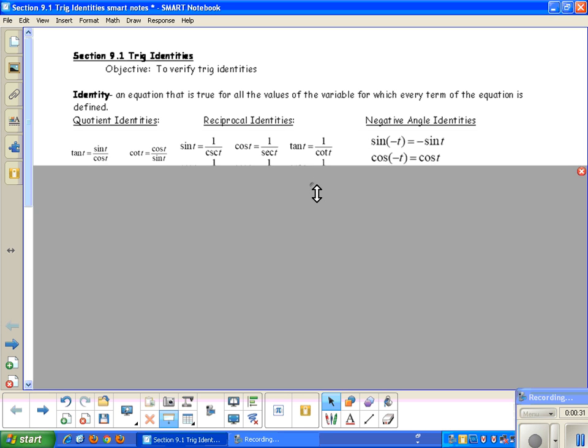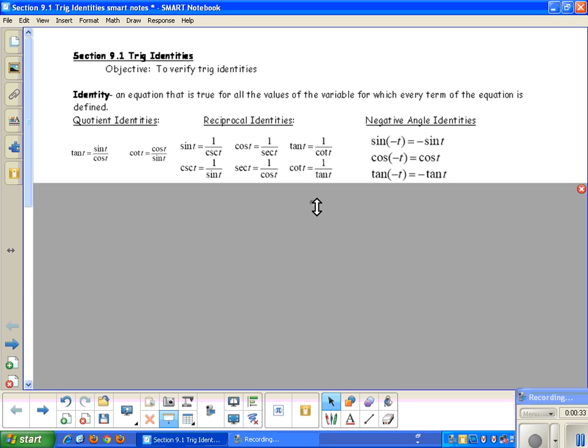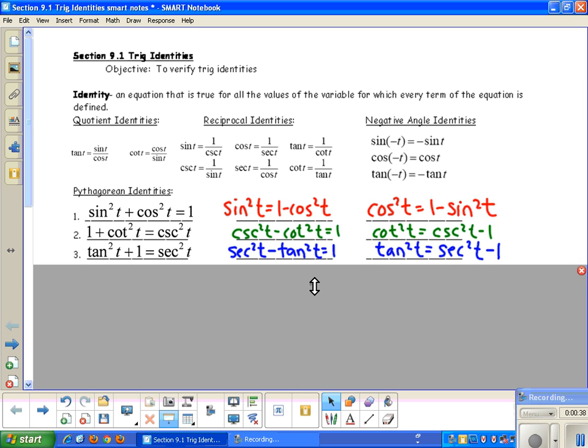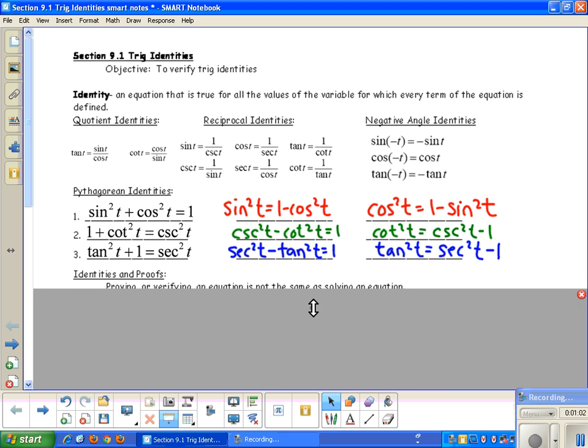If you remember the last section, we know the quotient identities, the reciprocal identities, and here are the negative angle identities. Remember that these three identities right here are your Pythagorean identities, and from those we can get these six other identities where sine squared t is equal to 1 minus cosine squared t, cosine squared t is equal to 1 minus sine squared t, and you can do the same for each of the ones below it. So make sure you know all those because that's an important part to be able to verify these trig identities.